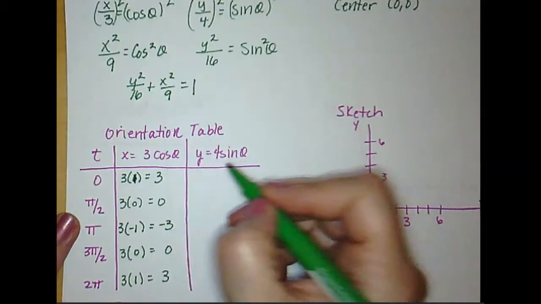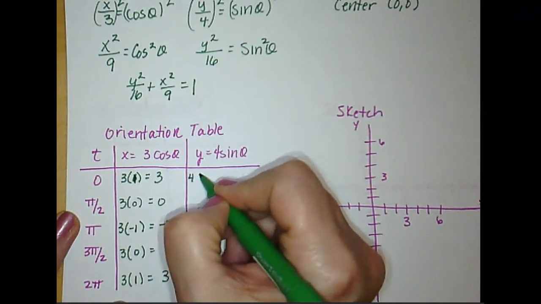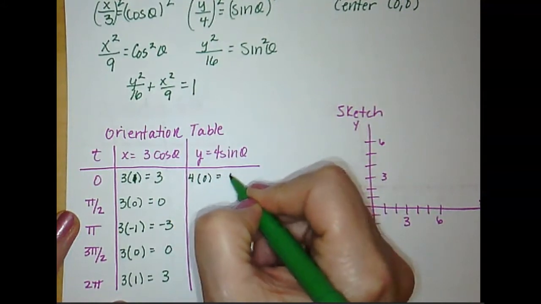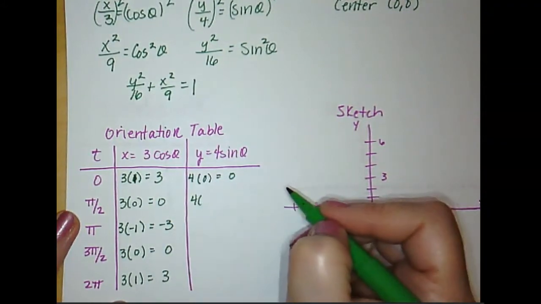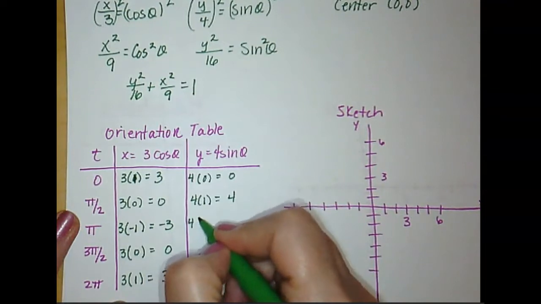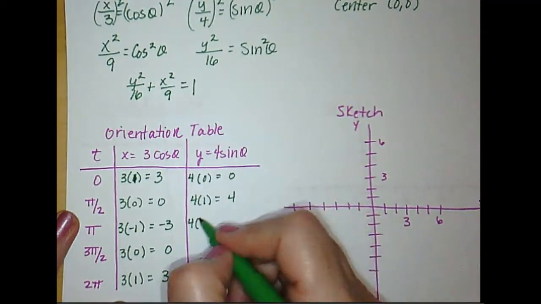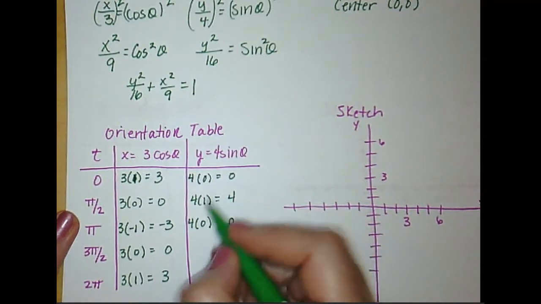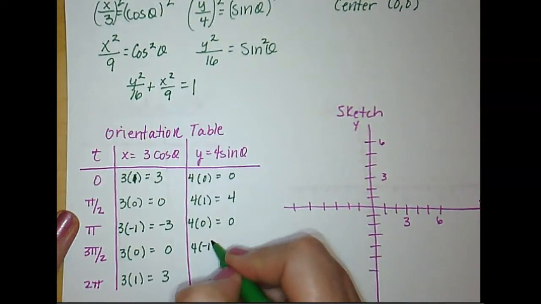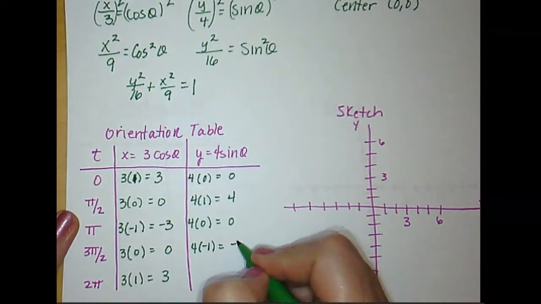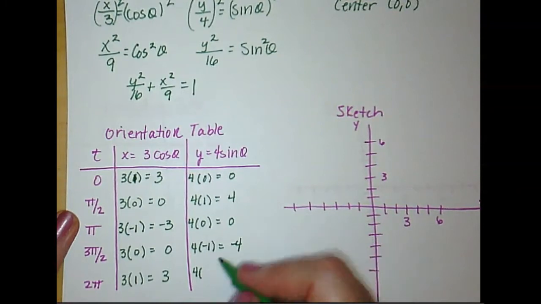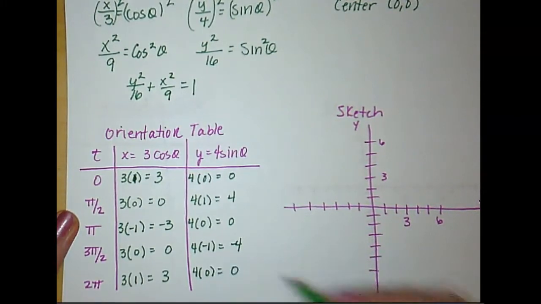times 1 is 3. So then for the y equation, we're going to have 4 times sine of 0, which is going to be 0, so that equals 0. Then you're going to have 4 times sine of pi over 2. Sine of pi over 2 is 1, so that's 4. Then you're going to have 4 times sine of pi. Sine of pi is 0, so that gives you 0. And then we're going to have 4 times sine of 3 pi over 2, which is negative 1. 4 times negative 1 is negative 4. And then we have 4 times sine of 2 pi, which is once again 0, which makes that 0.